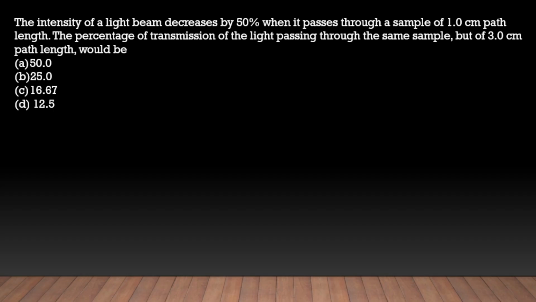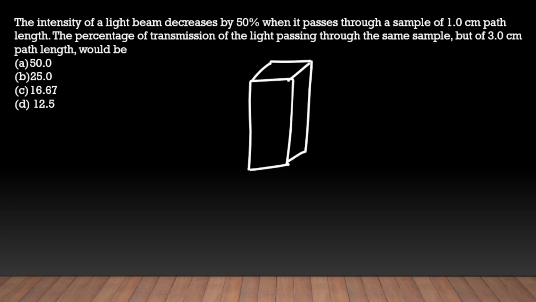It says the intensity of the light beam decreases by 50% when it passes through a sample of 1 centimeter path length. The percentage of transmission of the light passing through the same sample but of 3 centimeter path length. So what it means to say is, suppose this is the cuvette that we are having. This is the cubical type of block that is called the cuvette. In this, we fill our sample. This is the sample we have filled. The length of this tube, that is path length, is 1 centimeter.